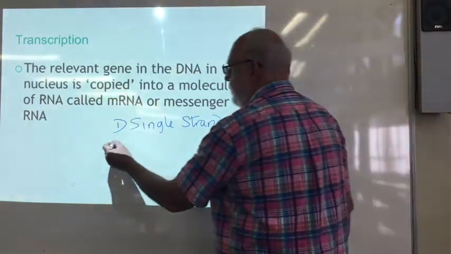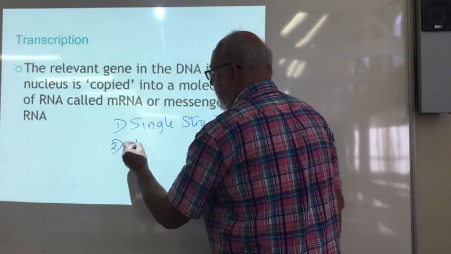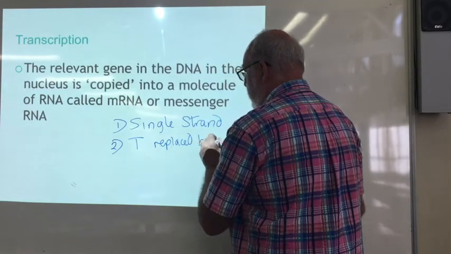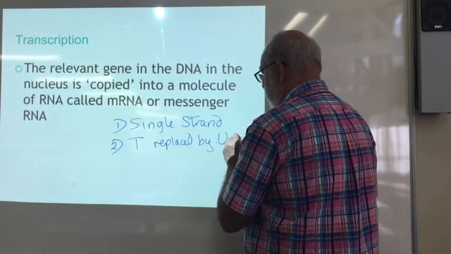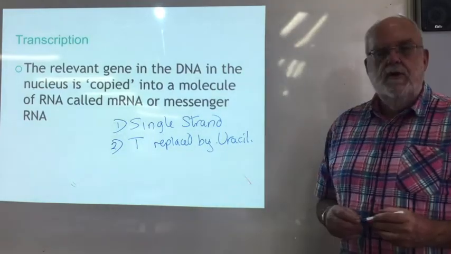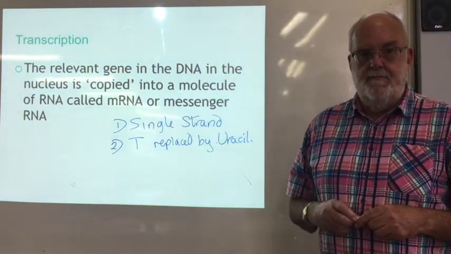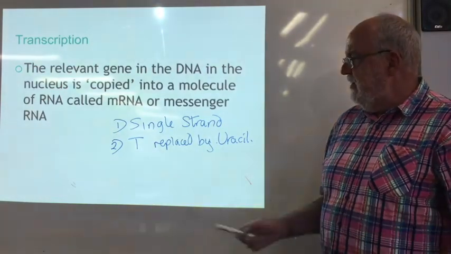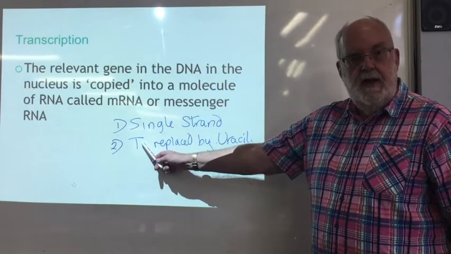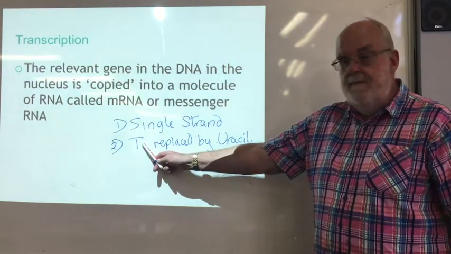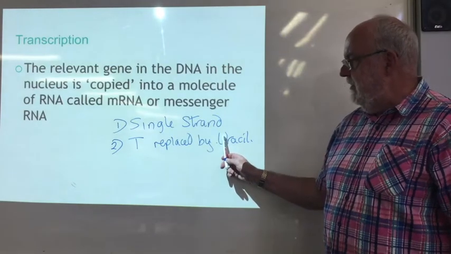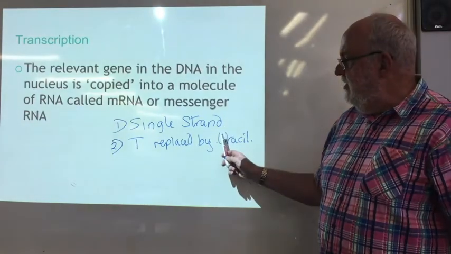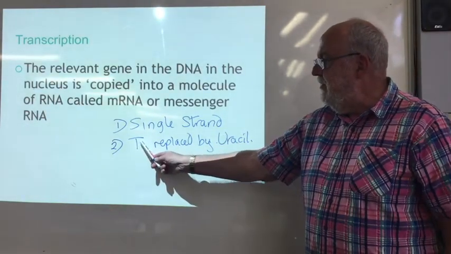The second difference is that thymine is replaced by uracil. You can check that up in an earlier part of the chapter. There's a short section on RNA in that particular section. So you don't find thymine in a molecule of RNA, but you do find instead uracil. You still find adenine, guanine and cytosine, but joined by uracil rather than by thymine.